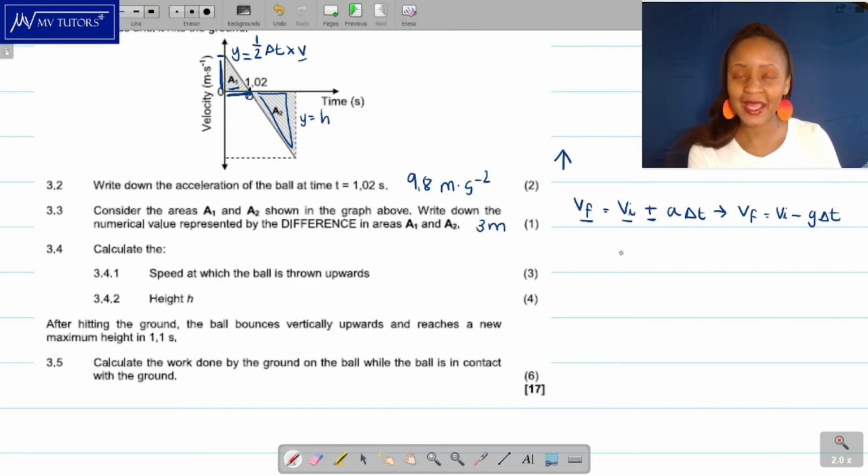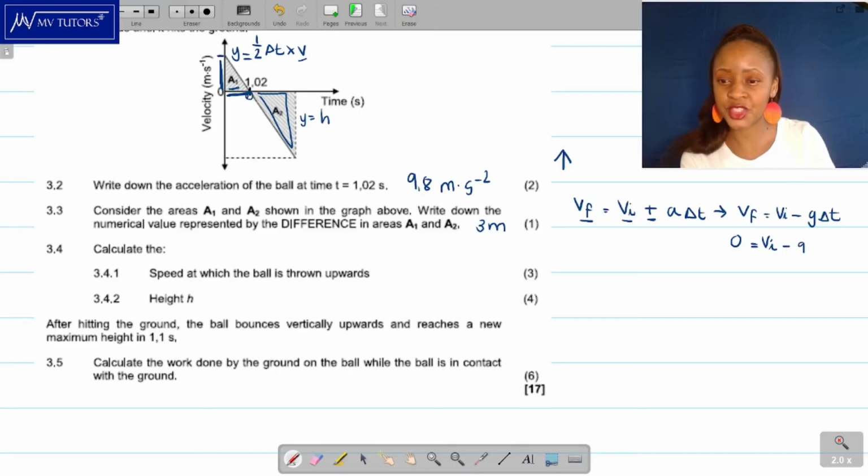Okay, so there are many other equations. We'll use them as we go. I'm not going to write all of them now. I thought I would, but you have them with you, so it's fine. We can go ahead. So now we know our final velocity is 0. Our initial velocity is what we are looking for, and we know that g is 9,8, and that the time taken to reach the highest point is 1,02 seconds.